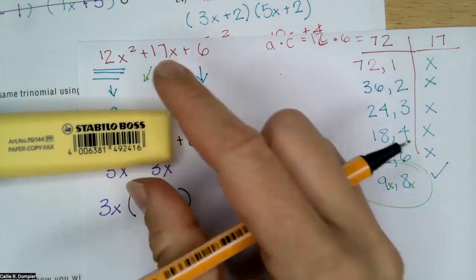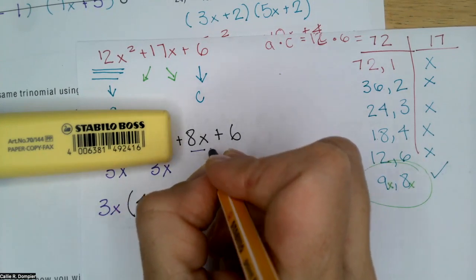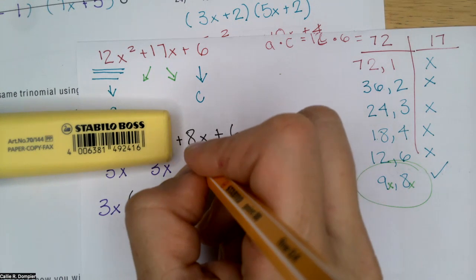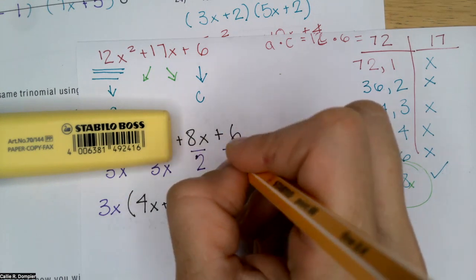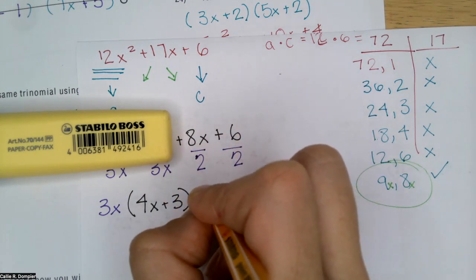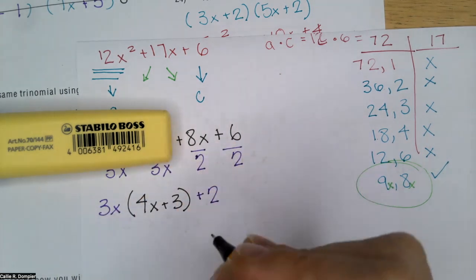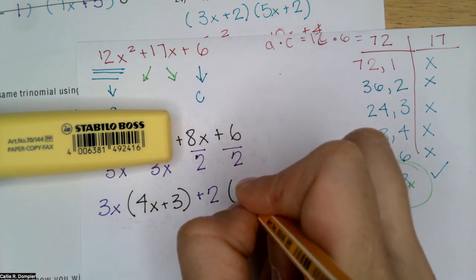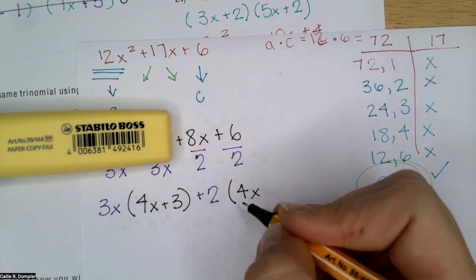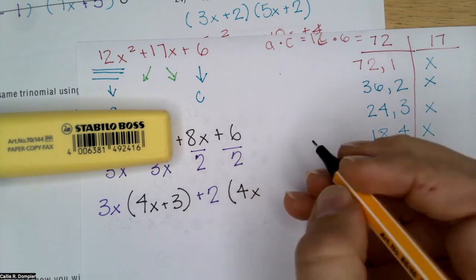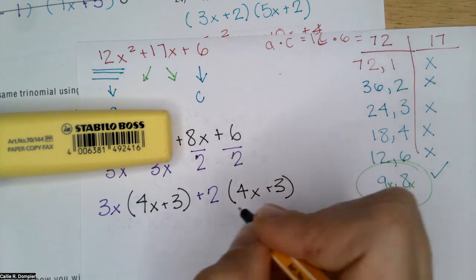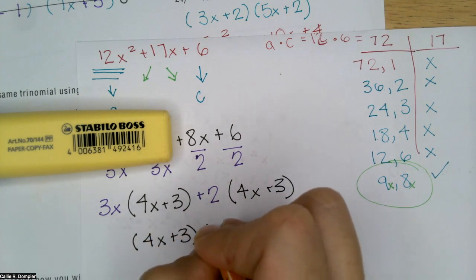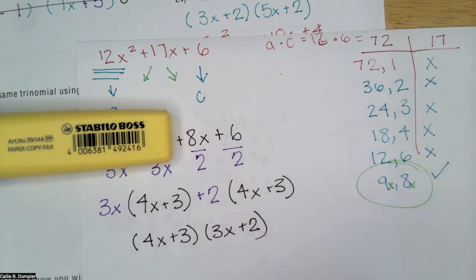On my other half, it's a plus 8, so I know that the term I'm going to divide them by is also going to be positive. 8x and 6, all I can think of is 2. So it's 3x times the quantity 4x plus 3, plus 2 times the quantity. 8x divided by 2 is 4x, and you kind of want to be glancing over here, be like, oh, they match, that's good. 6 divided by 2 is 3. And so this factoring by grouping gives me 4x plus 3 times 3x plus 2.